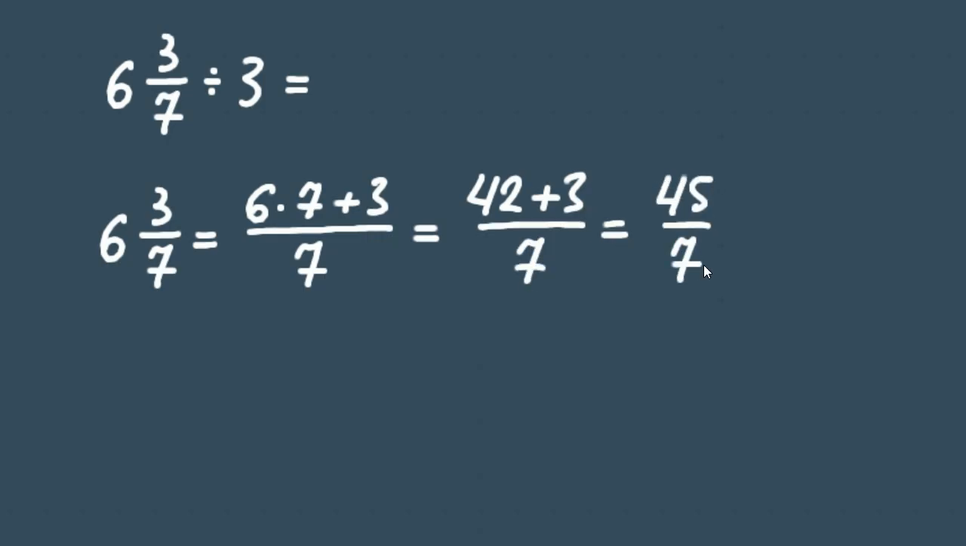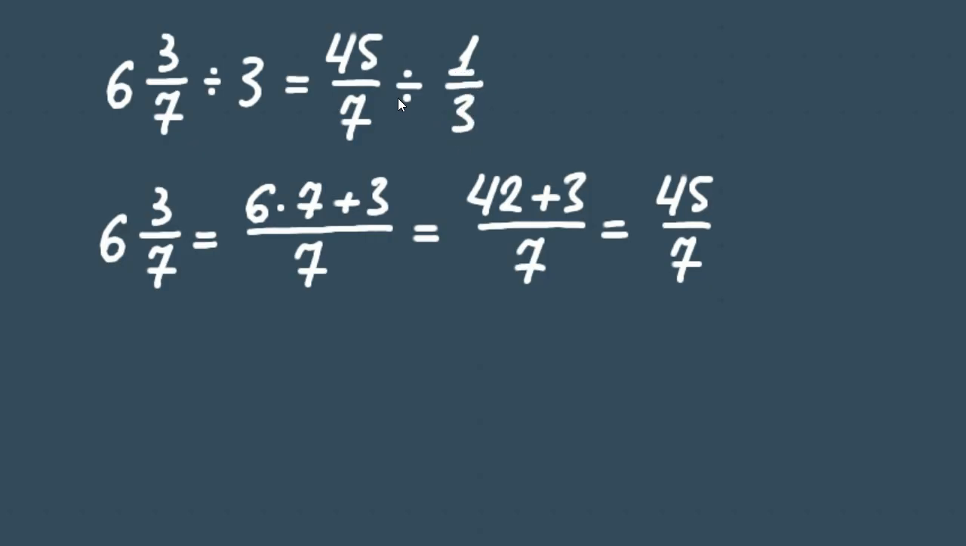This is an improper fraction, because here the numerator is greater than the denominator. I substitute this fraction instead of the mixed number. And I will also write the 3 as an improper fraction, 3/1. Now we need to move from division to multiplication. To do this, I will flip the fraction we are dividing by, swapping the numerator and denominator, and so I will get the fraction 1/3.